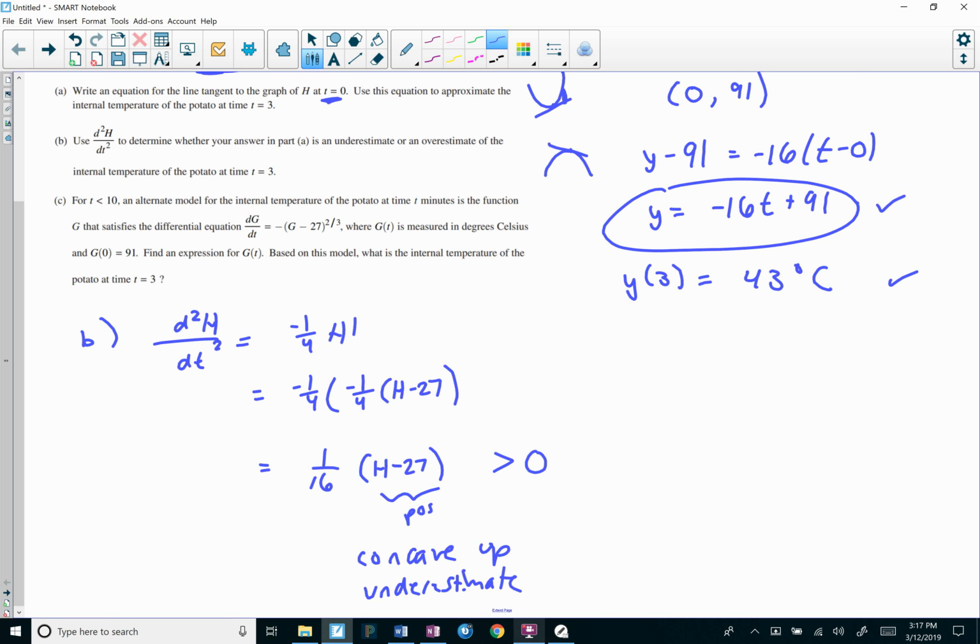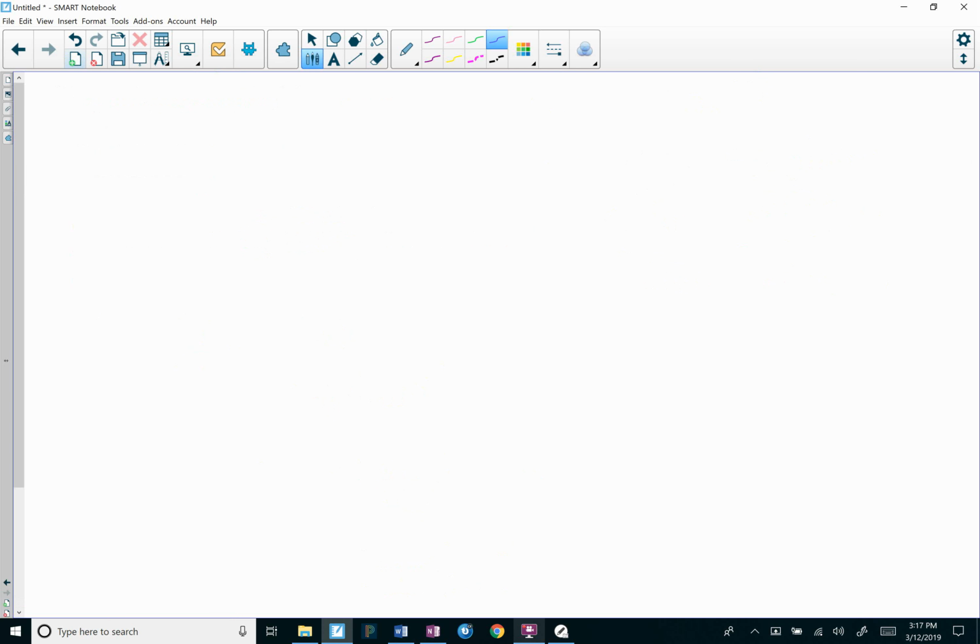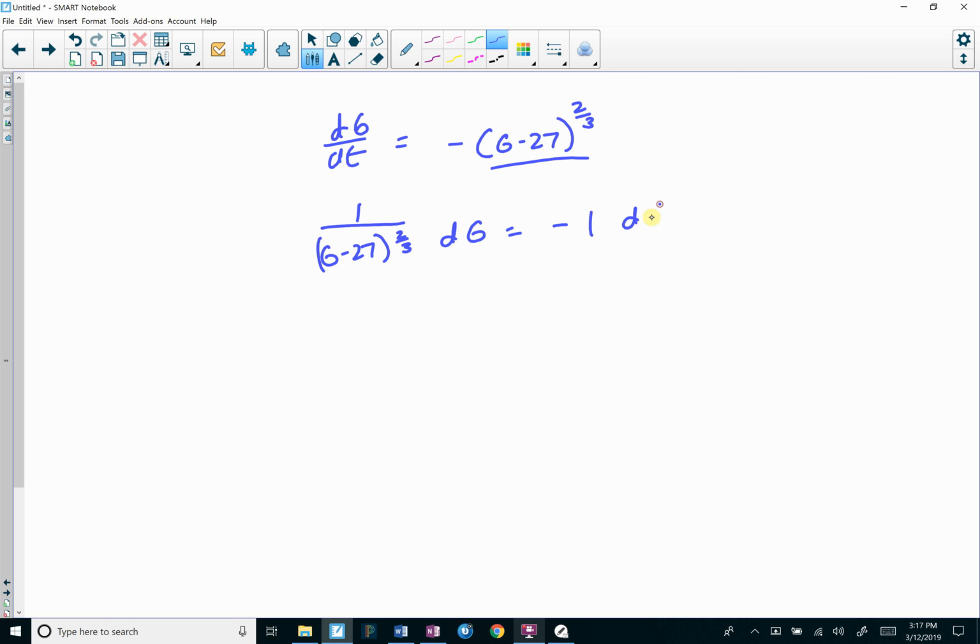Only 1 point. Okay. Part C, you've got an alternative model that satisfies that differential equation. Find an expression for g. So basically, you want to go backwards. Now remember, g is like your y. So we're going to do a little separation of variables on this. Okay, I'm going to go to a new page for that. So we have dg/dt was negative (g minus 27) to the 2/3. I'm going to leave the negative over there. So I have 1 over (g minus 27) to the 2/3 dg equals negative 1 dt.